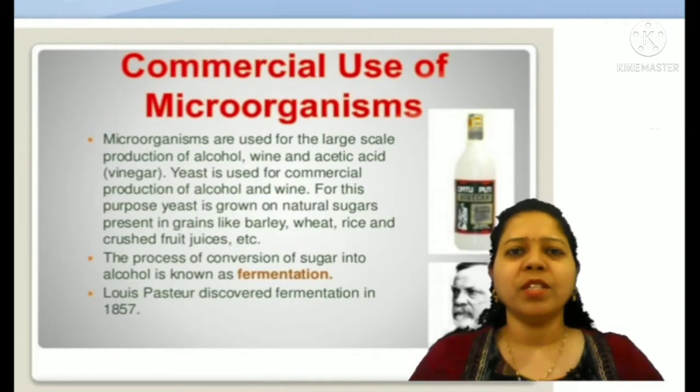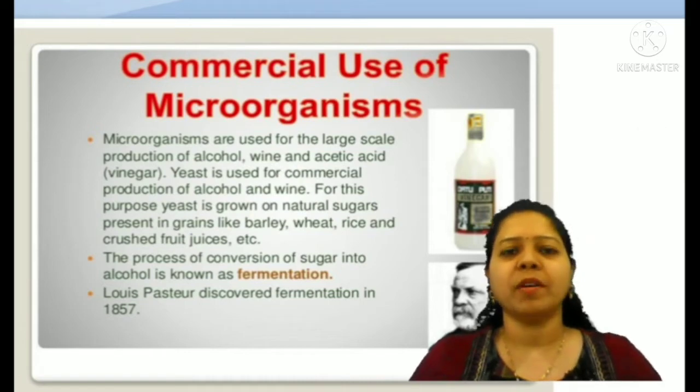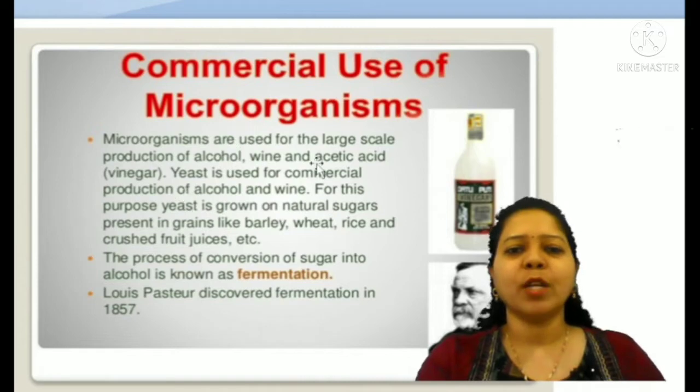Now next we are going to see the commercial use of microorganisms. Commercial use means we are using these microorganisms on a large scale in industries. Microorganisms are used for the large scale production of alcohol, wine, and acetic acid, that is vinegar. Yeast is used for commercial production of alcohol and wine. We use yeast to produce wine and alcohol in large amounts in the industry.